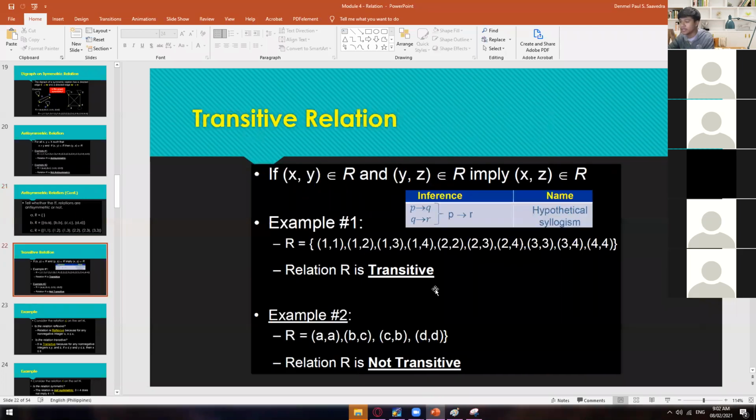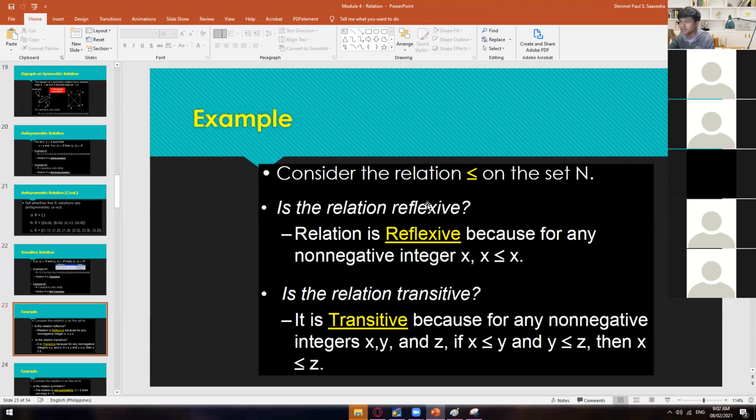So are we clear so far with this transitive relation? Any concerns or questions or clarification up to this point? All right. Okay, so let's now move on to the examples.